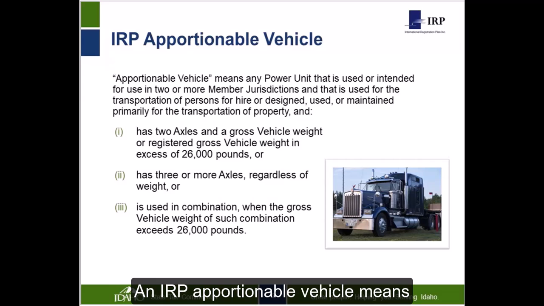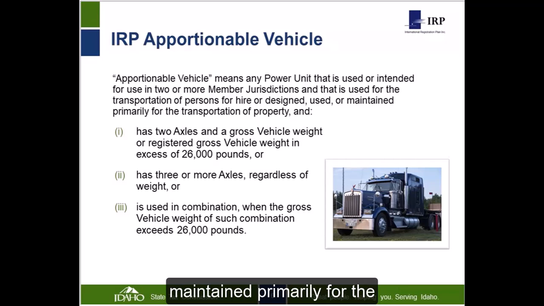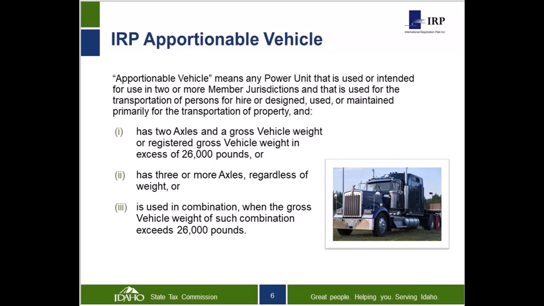An IRP apportionable vehicle means any power unit that is used or intended for use in 2 or more member jurisdictions, and that is used for the transportation of persons for hire, or designed, used, and maintained primarily for the transportation of property, and has 2 axles and a gross weight or registered gross vehicle weight in excess of 26,000 pounds, or has 3 or more axles regardless of the weight, or is used in combination when the gross vehicle weight of such combination exceeds 26,000 pounds.